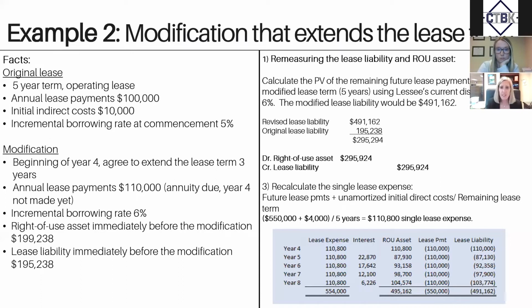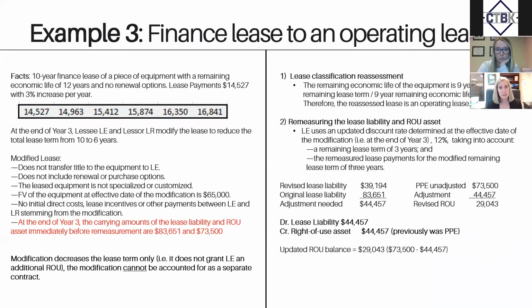Again, it's a very detailed example. It may make sense to go and review it after the lease webinar. A little bit more complicated, I'm going to get into example 3. So this is taking a finance lease, and now the modification will turn it into an operating lease.